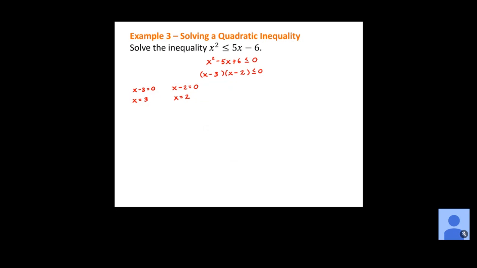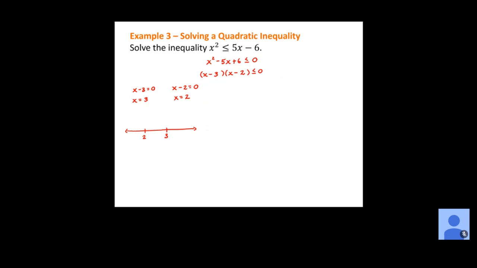All right, so now what we want to do is generate a number line with these values on it. I'm going to draw my number line. 2 is the smaller value, so it's going to go on the left. And then 3 is our larger value, so it goes on the right. Now, what we have to do is test values in each one of these intervals to determine if they're going to be positive or negative.